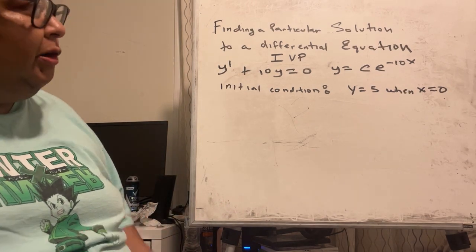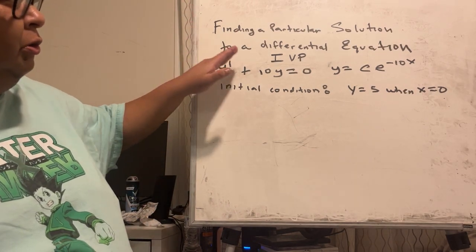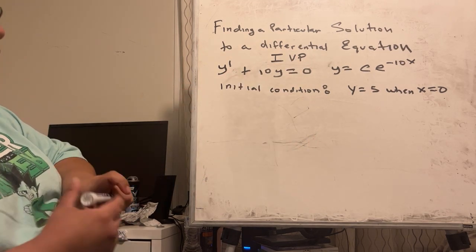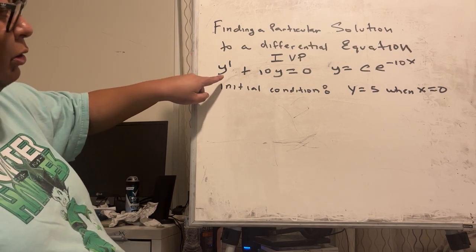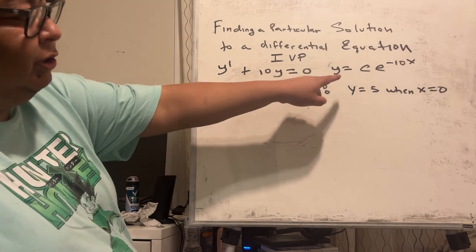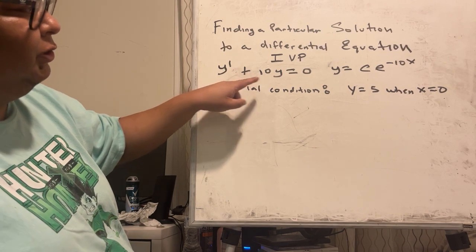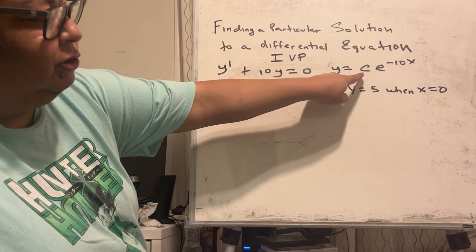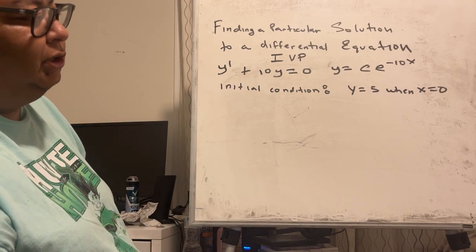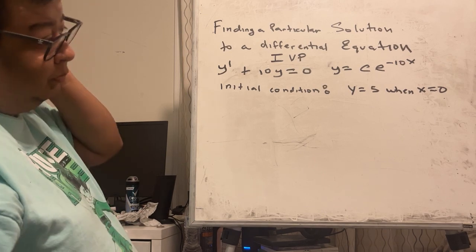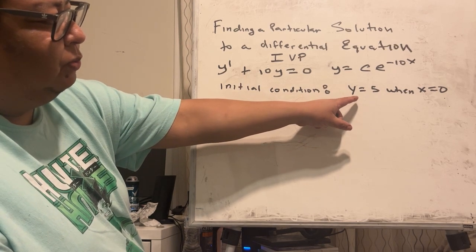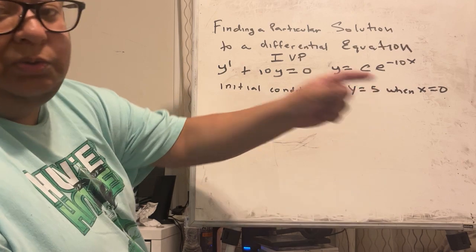Welcome. In this video, I'm going to teach you how to find a particular solution to a differential equation in an initial value problem. You're given that the differential equation is y prime plus 10y equals 0, and the general solution to the differential equation is y equals c, where c is a constant, times e to the minus 10x. You're also given the initial condition: y equals 5 when x equals 0.